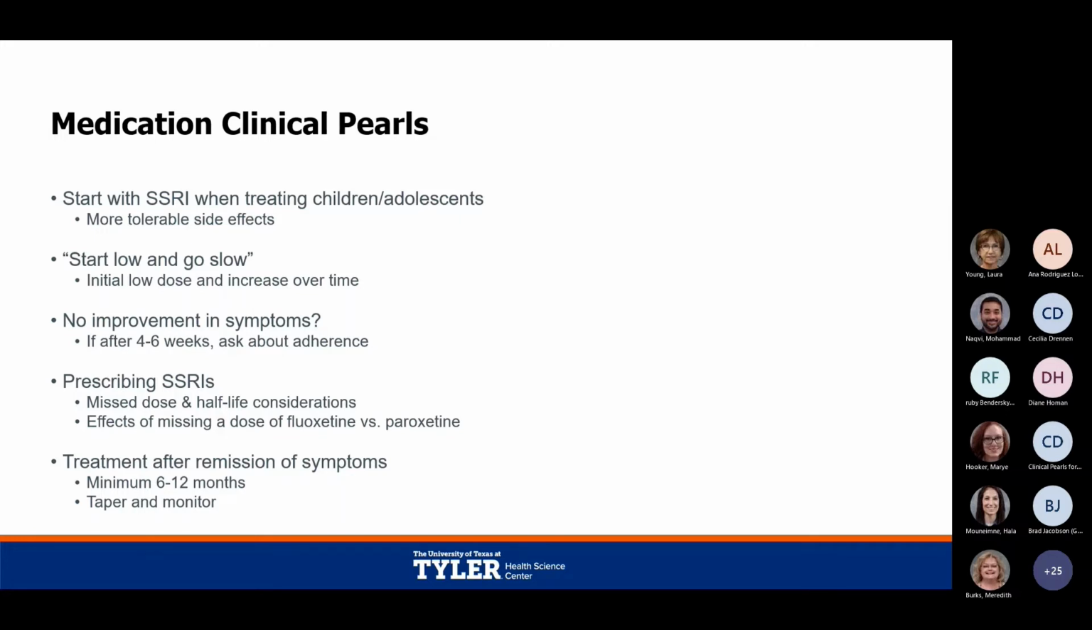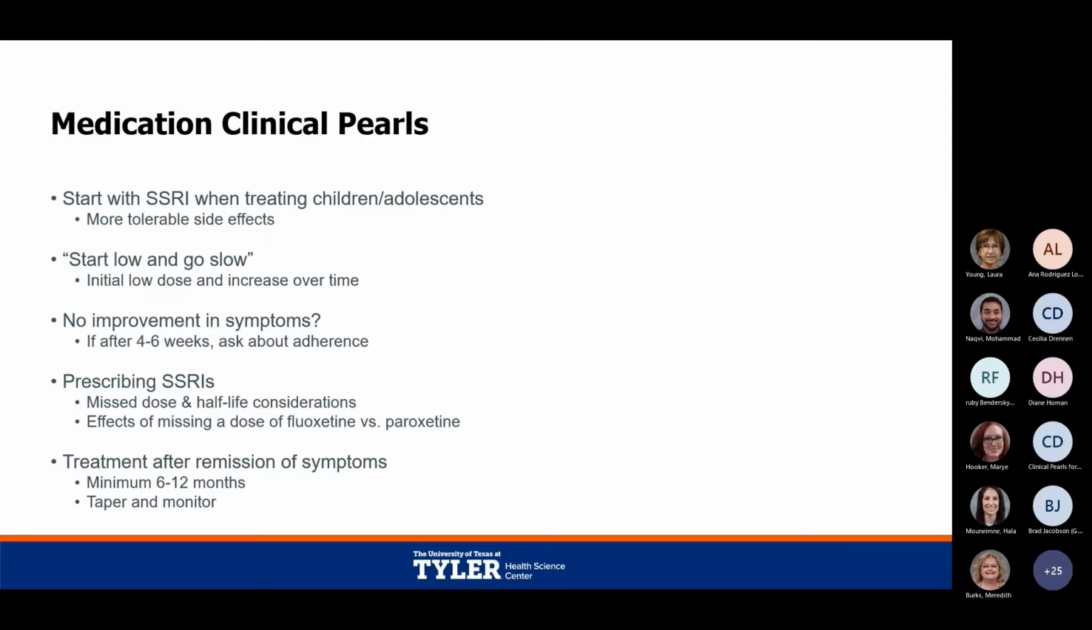Now, when prescribing the SSRIs, fluoxetine has the longest half-life of the SSRI antidepressants, and paroxetine has the shortest half-life of the antidepressants. And so because of this, when I was saying earlier that I stay away from paroxetine, this is why I stay away from paroxetine with children and adolescents, because the withdrawal effects from missing one dose of paroxetine are very uncomfortable, can increase the risk of suicidal ideations, and make a patient not want to take that medicine ever again.